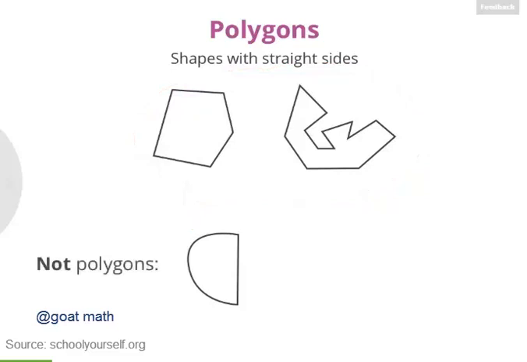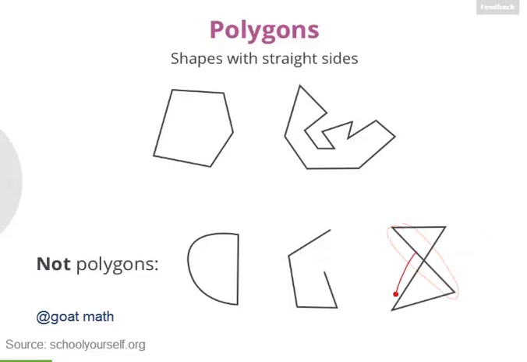This shape down here is not a polygon because it's curved. To be a polygon, a shape must also be closed, meaning it has a separate inside and outside. Here's a shape with straight sides, but it's not closed, so it's not a polygon. Also, a polygon's sides never touch. In this shape, this side touches this side, so it's not a polygon.